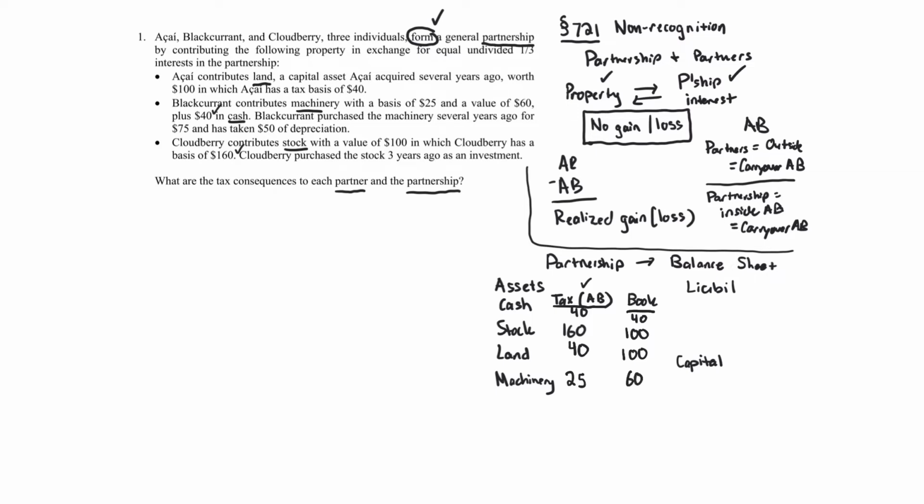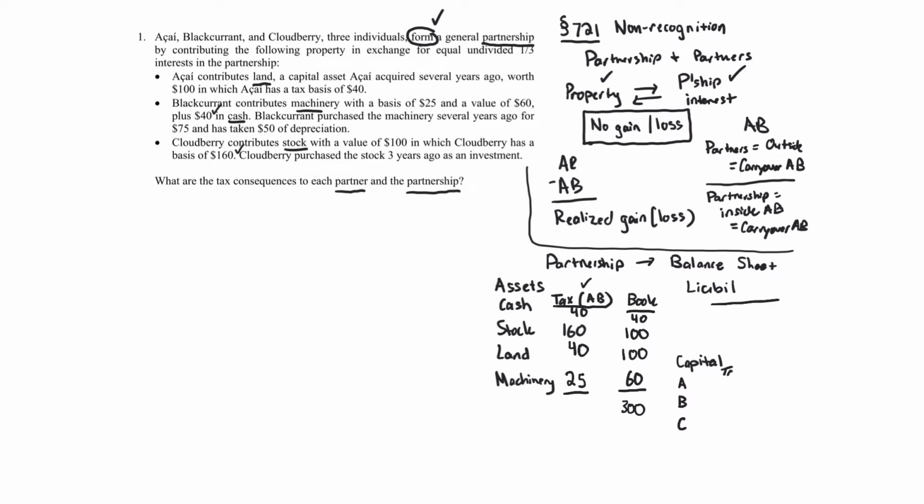60. Now notice each owner is getting a 1/3 interest. Each of them is giving up $100 worth of stuff, right? A is giving up land worth $100, B is giving up machinery and cash together worth $100, and C is giving up stock worth $100. So we add all these up and we get $300. The liabilities, there's no liabilities here. Capital. We've got A, B, and C.